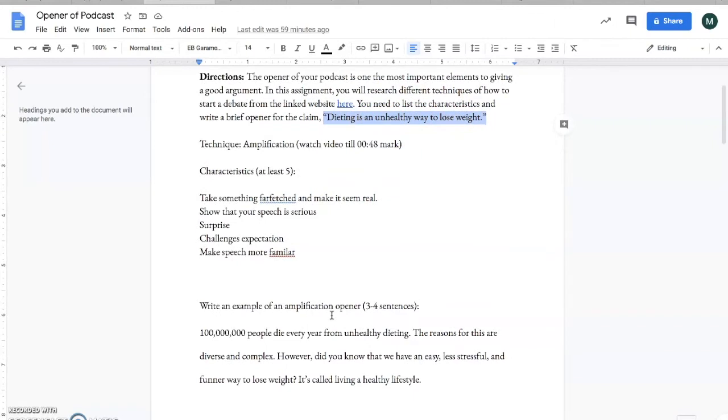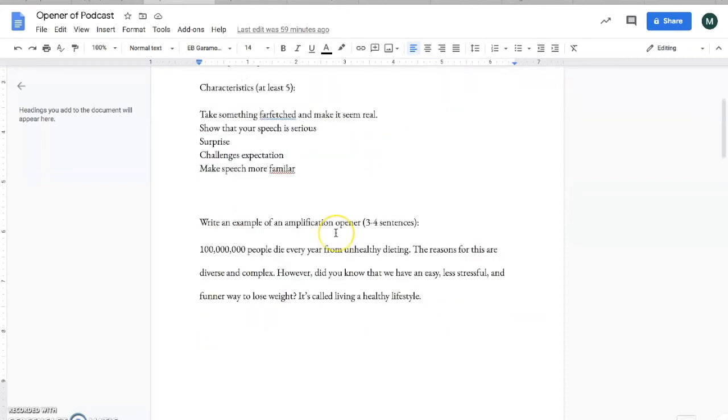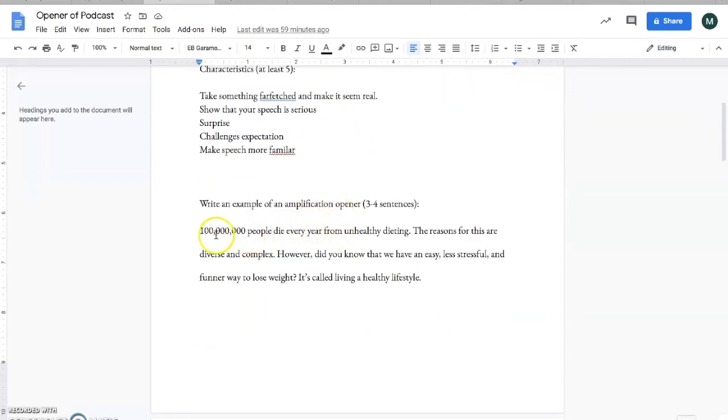So for this first one, I take the idea of amplification, and I'm taking the claim that dieting is an unhealthy way to lose weight. And so then I write this example here. So I say, 100 million people die every year from unhealthy dieting. It should really just be 100,000 people. The reasons for this are diverse and complex. However, did you know that we have an easy, less stressful, and funner way to lose weight? It's called living a healthy lifestyle.